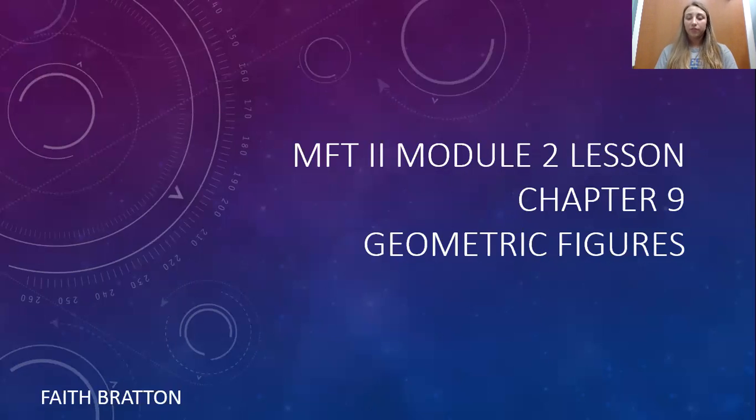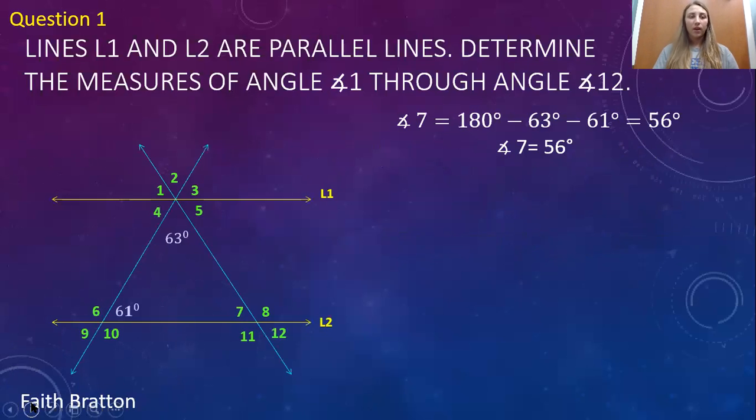Chapter 9 with geometric figures. Okay, let's get this started. Lines L1 and L2 are parallel lines. Determine the measures of angle 1 through angle 12. For the first one, we need to find angle 7.